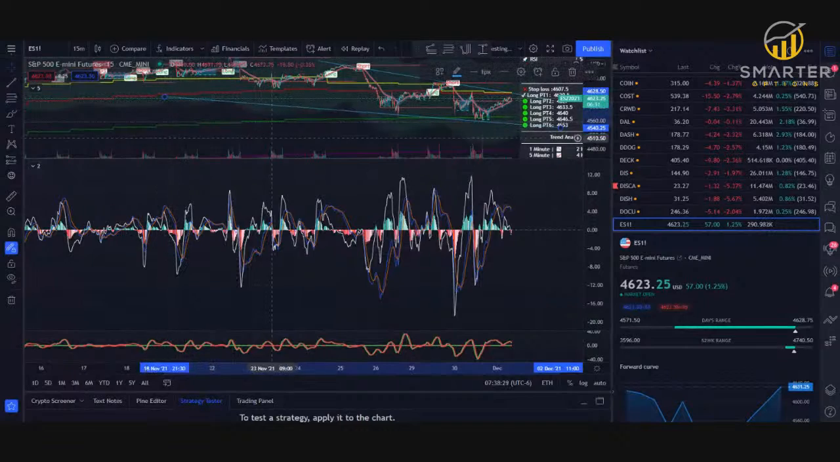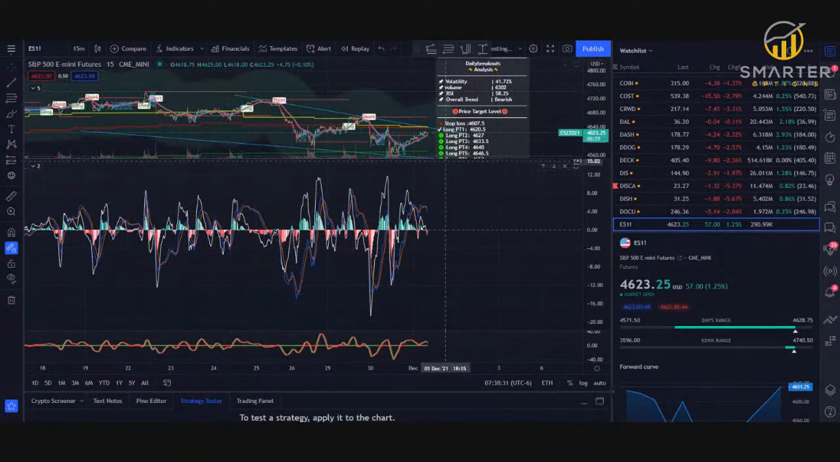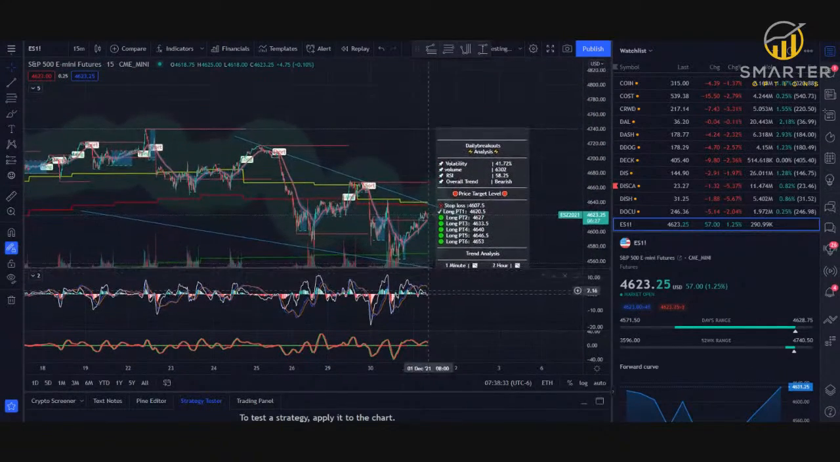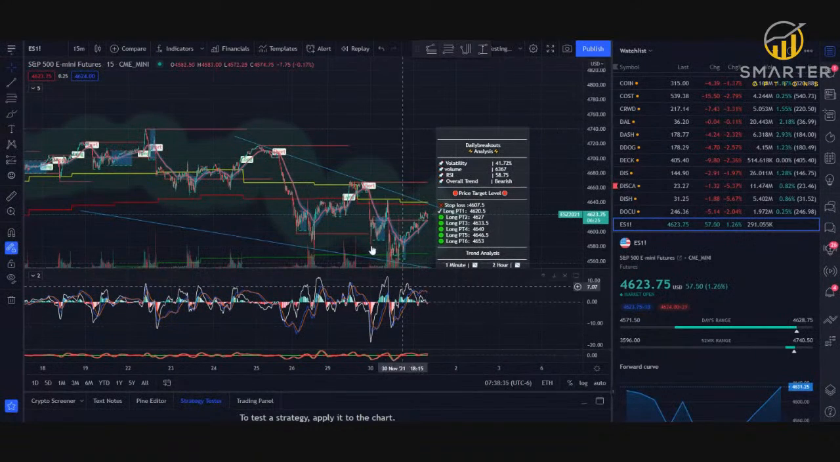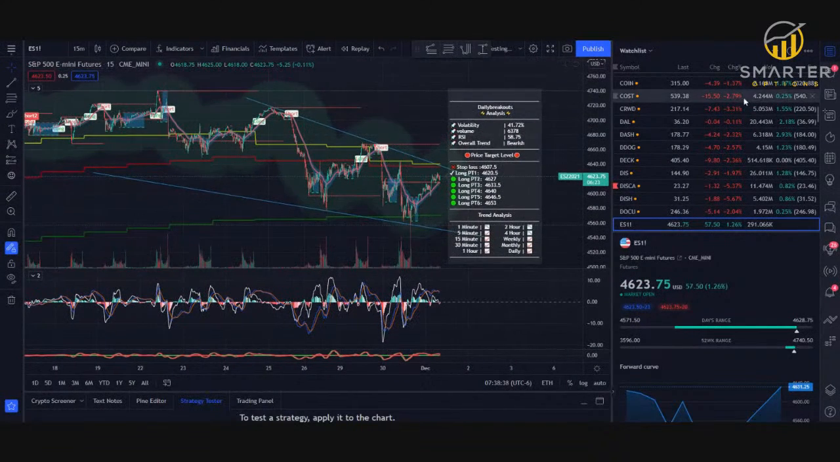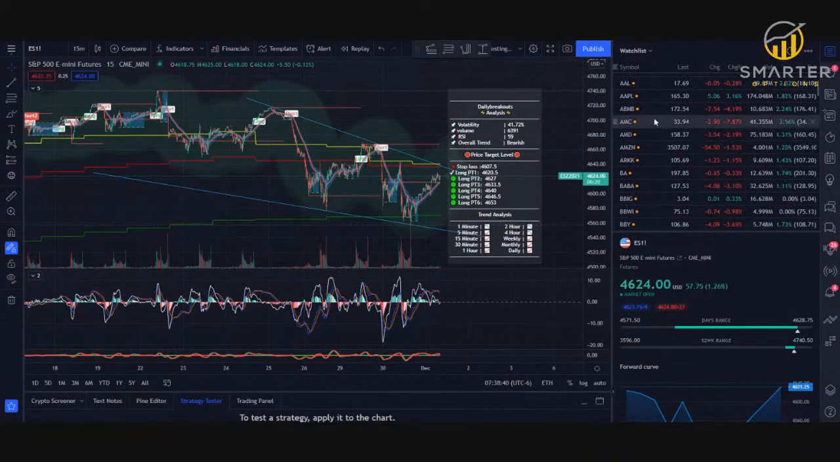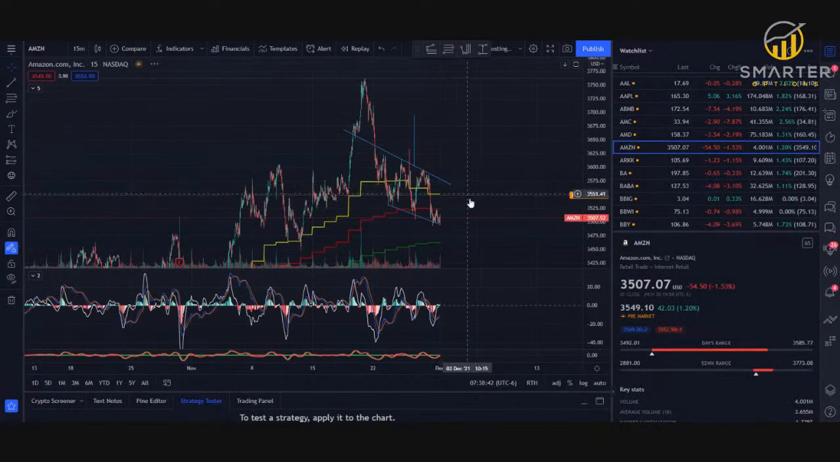Make this a little bit smaller again. Okay, we can go look at some stocks here real quick. Let's go look at Amazon, for example.